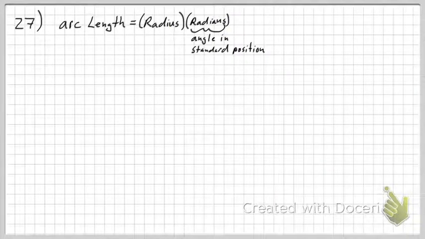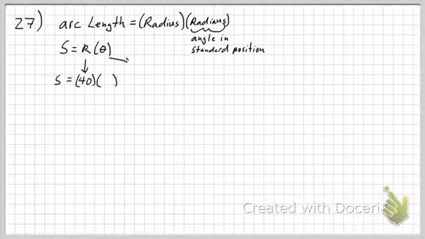All right, arc length formula. Arc length is equal to the radius of the circle times the radians. Okay, you need to memorize that. It's simple. We paraphrase this as s equal to r theta. R is the radius of the circle, in this case given. Theta, they tell me, is 36 degrees.